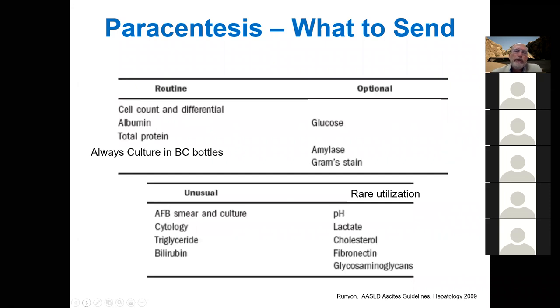Well, there's a few other things you can send. You can send glucose, LDH, amylase, lipid profile for triglycerides, AFB, cytology, bilirubin if you think there's a bile leak, cholesterol, and adenosine deaminase, which is actually not on here, are tests that can be used to look for TB or fungal infections in the ascites. But these are very special cases.